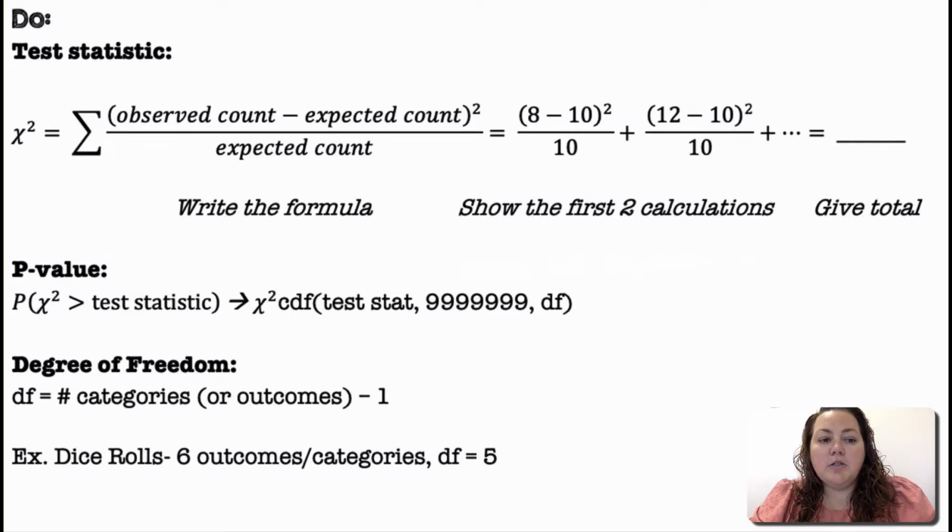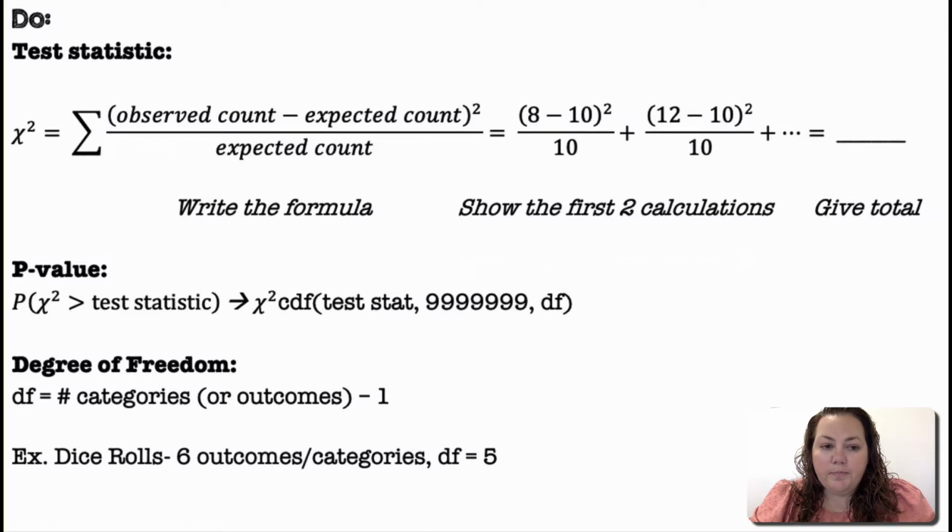All right, in the do, we're going to calculate the test statistic, write the formula, show the first two calculations or the first one and the last one, and then give the total. Then calculate your p-value. If they give you your chi-squared value already, and you just want to find the p-value, you could do a chi-squared CDF in your calculator under 2nd Vars in the distribution menu. Your degrees of freedom is calculated by taking your number of categories minus 1.